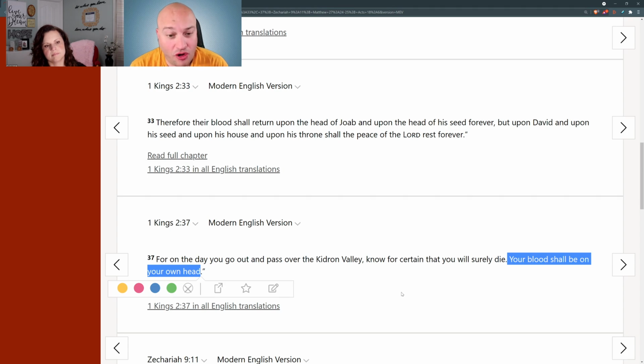Ultimately, Joab crosses the Kidron Valley and he gets killed. So Solomon alleviates himself from that guilt because he did it to himself. He could have very easily spent the rest of his life in Jerusalem comfortably. But instead, he decided he wanted to rebel.